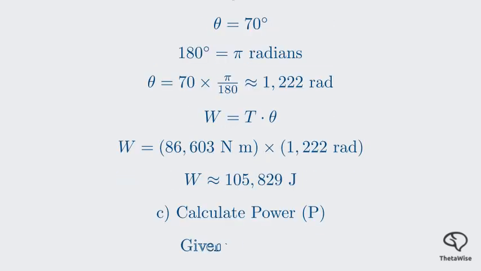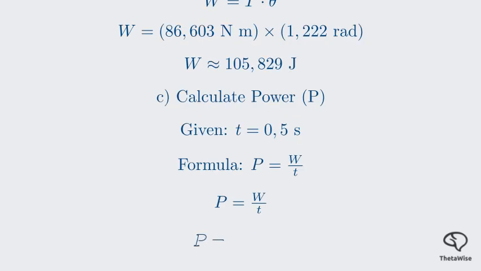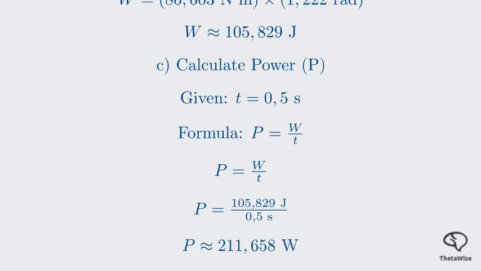Finally, let's calculate the power in part C. The question states the motion takes 0.5 seconds. Power is work divided by time. We take the work we just calculated, 105.829 joules, and divide it by the time 0.5 seconds. This gives us 211.658 watts. Power is measured in watts. So, the power is about 212 watts. We have now successfully calculated the work done and the power for this rotational motion.